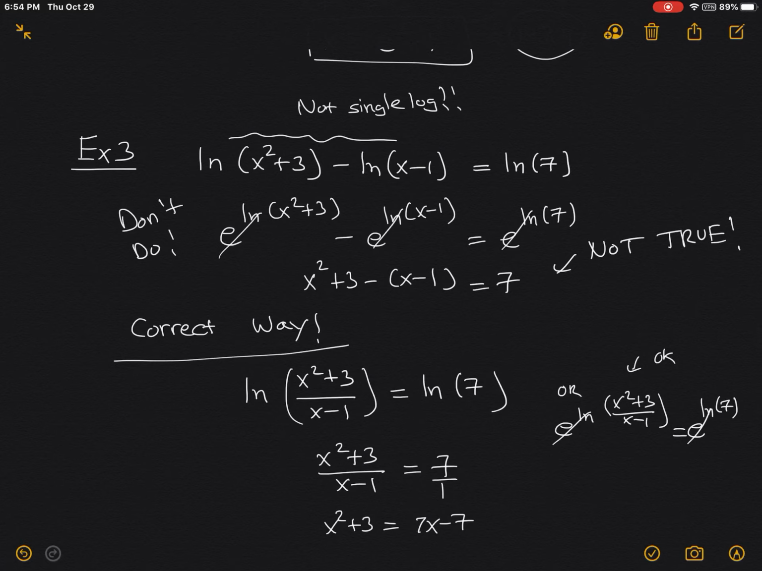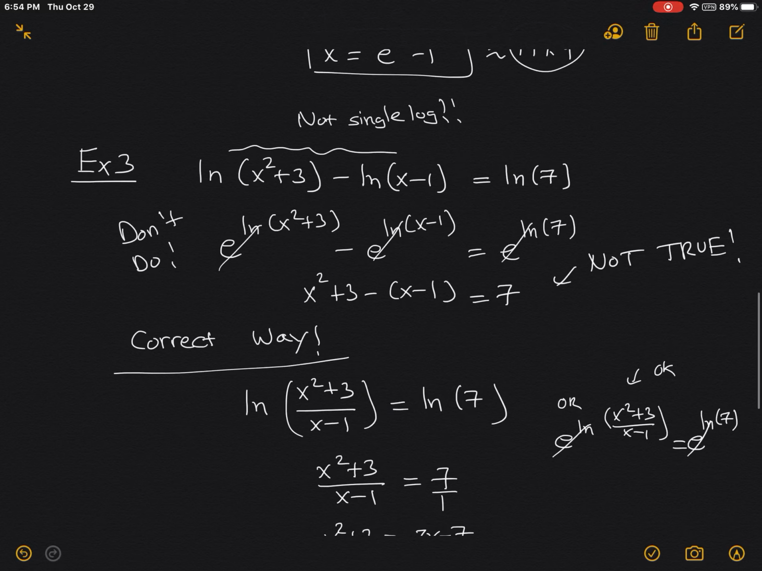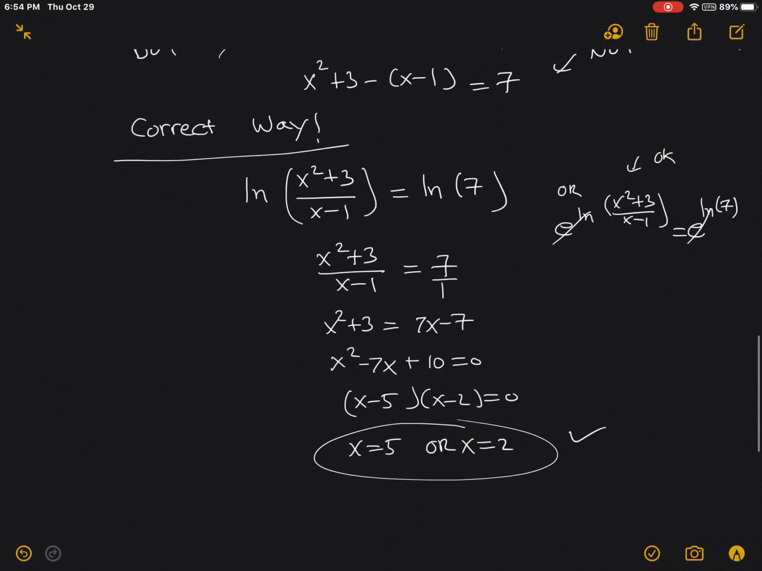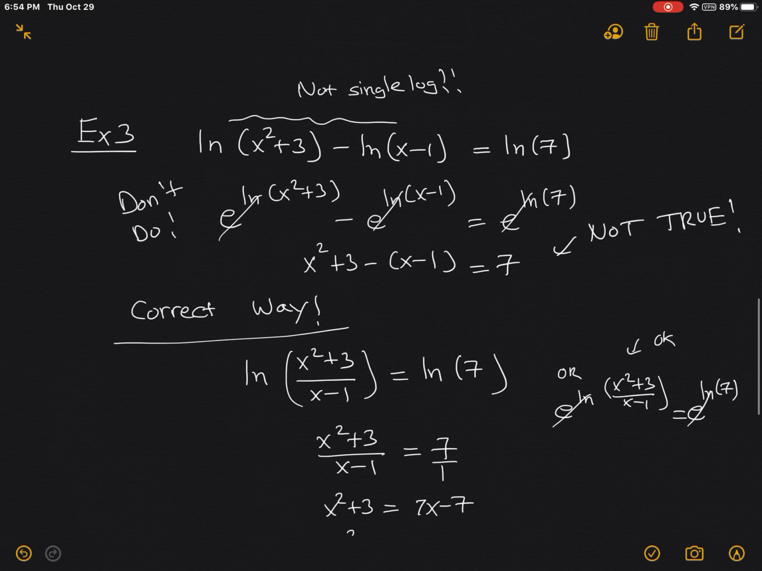If I plug in 5 into my argument here, 5 squared is 25, 25 plus 3 is 28. That's not going to make the argument negative, so I'm okay over here. 5 minus 1 is 4. That's also not going to make the argument negative, so I'm good. Likewise, if you plug x is equal to 2 back into the original equation, 2 squared is 4, 4 plus 3 is 7. That's not negative, and 2 minus 1 is 1. So I'm good. Okay, so both of these are going to check, and I'm done with that problem.